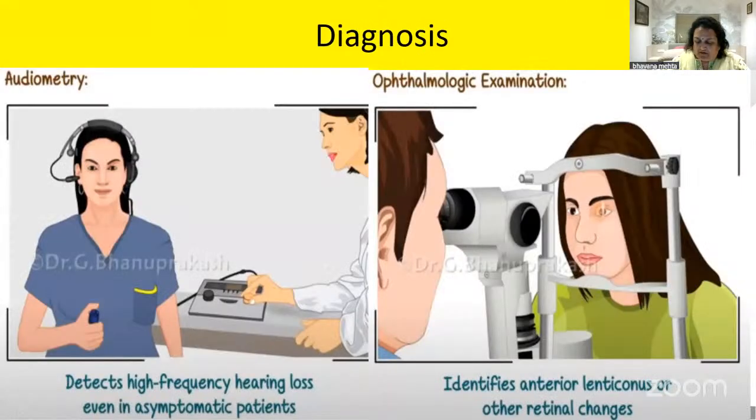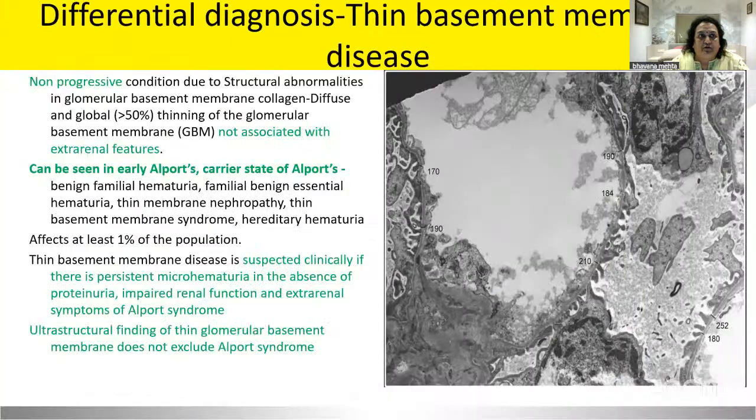The other diagnostic tests are for hearing, audiometry, and ophthalmological examination. The most common differential diagnosis of Alport syndrome is thin basement membrane disease, which is usually seen in the early period of the Alport syndrome. It's a non-progressive condition due to the structural abnormality again in the glomerular basement membrane. But here there is no proteinuria and the disease is not progressive.